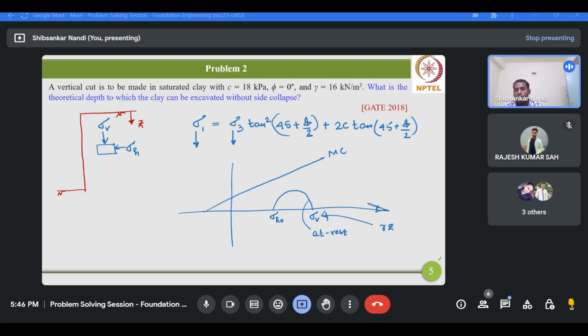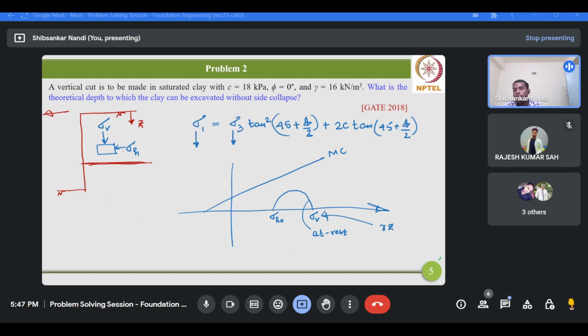For the active condition to prevail, what is the condition? Your retaining wall should move away from the backfill. That means in this direction, in the arrow which I have shown in this slide. So away from the backfill, the retaining wall should move. Now if the retaining wall moves away from the backfill, then at a particular level, sigma V will not change; gamma Z will remain constant.